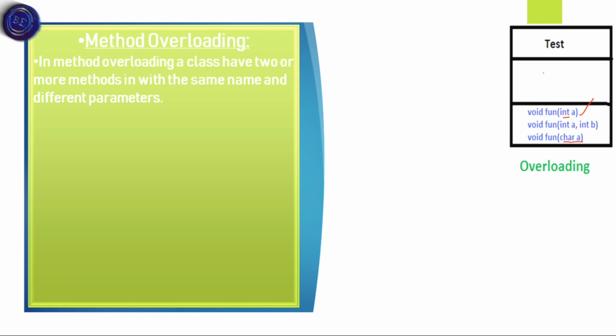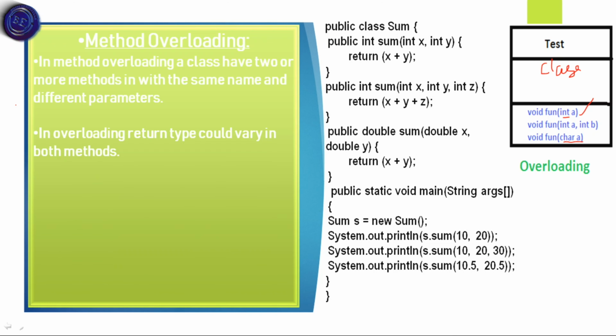That means if we have a class, in that class we have methods with the same name but different parameters. Get my point: same method but different parameters. In overloading, the return type could vary in both methods.